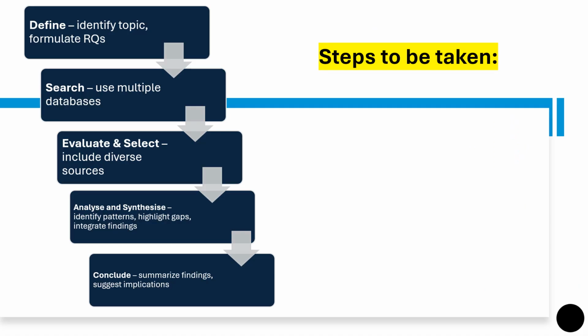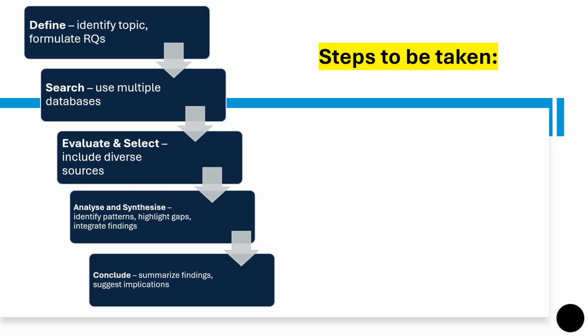So what are the steps involved in this type of literature review? Your first step should be defining the research problem. That is, identifying the topic or issue of interest, and then formulating specific research questions or objectives. Your second step should be searching the literature. Conduct a comprehensive search for relevant empirical, theoretical, and methodological studies, and then use multiple databases and sources to ensure inclusivity.